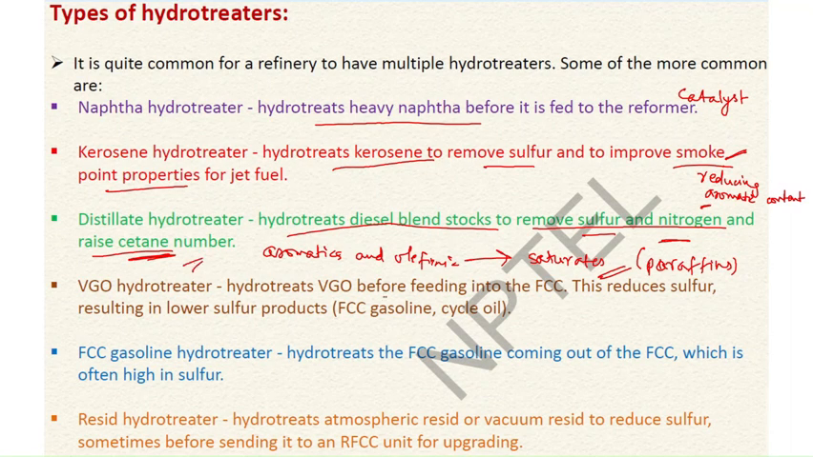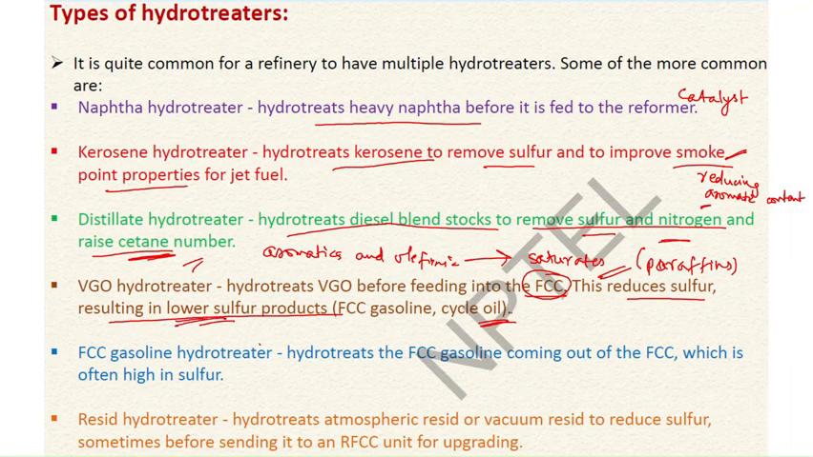The VGO hydrotreater hydrotreats VGO before feeding it into the FCC. Why so? Because this reduces the sulfur, resulting in lower sulfur products. Mainly, because the FCC consists of catalytic cracking. Therefore, to eliminate the deactivation of the catalyst present in the FCC unit, before introducing this VGO into the FCC unit, we hydrotreat the feedstock itself.